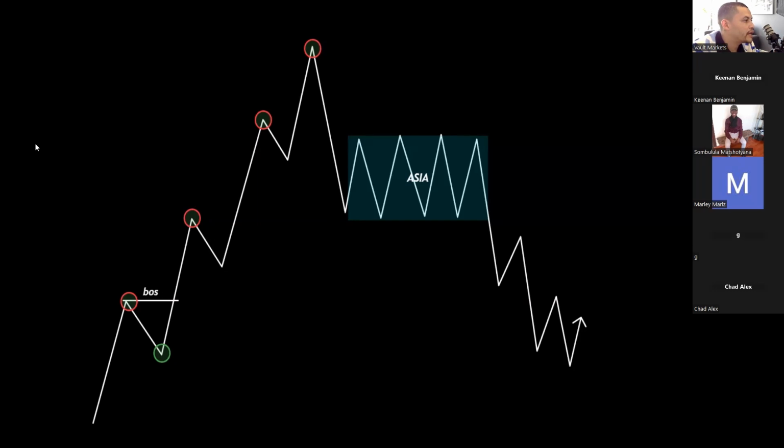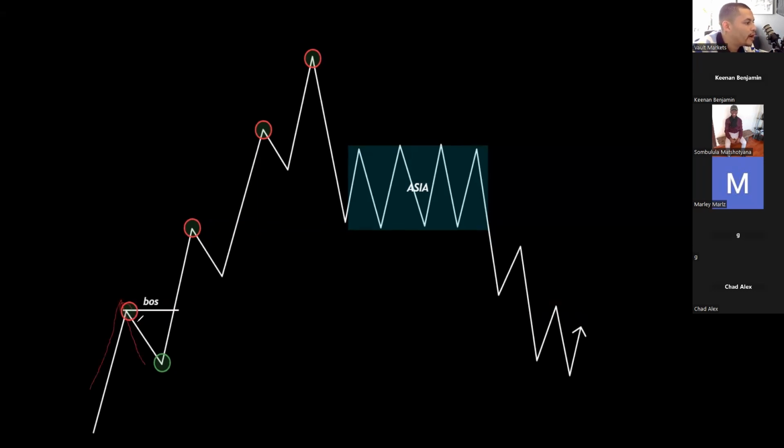We can see that price has clearly made a high, pulled back, found resistance over here, break of structure, forming a higher high. So all the red circles represent higher highs. The green dots represent higher lows. So let's say, for instance, I can see clearly that I'm in a bullish market. I'm bullish, so that means I'm looking for buys.